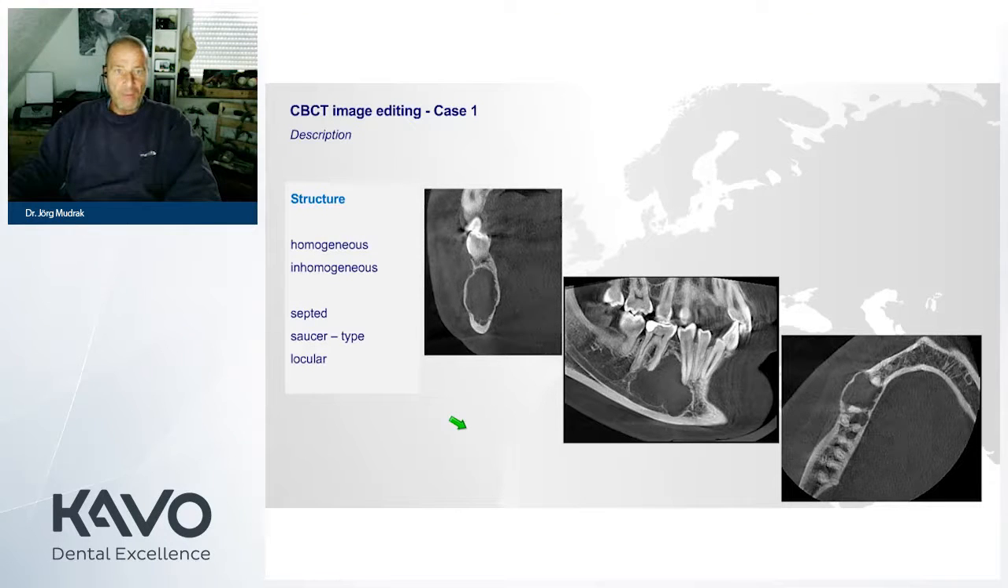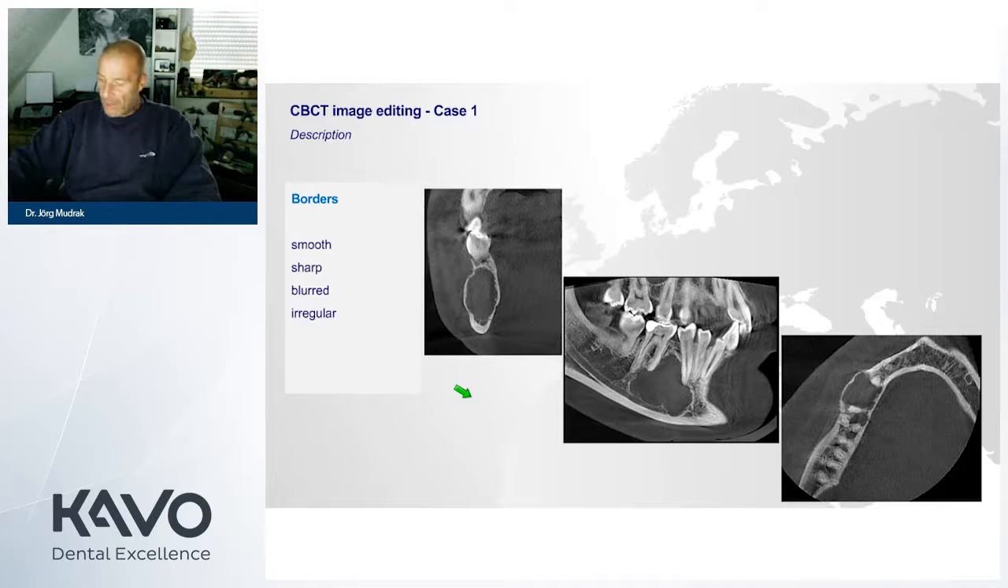In the next step, we look at the structure, so we can gain some information. Is it homogeneous or inhomogeneous? I think you agree that in this case, it looks like a homogeneous structure inside that finding. But it can also be septate, soap-bubble-like, or locular. In the next step, we will then look at the borders.